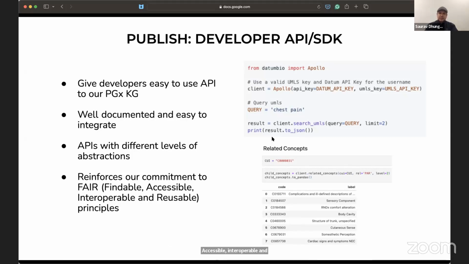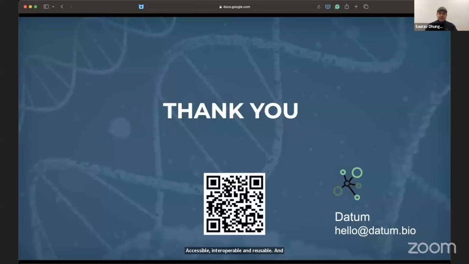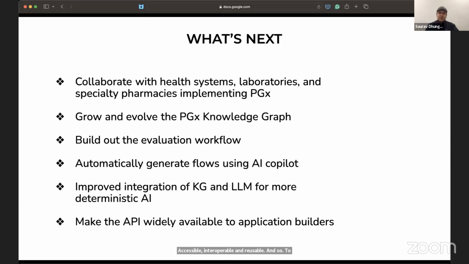And so finally, to conclude the talk, I'll briefly go through the upcoming enhancements for the platform that we've envisioned next. First, we'll continue to refine our use case and are looking to partner with more healthcare systems, labs, and specialty pharmacies who are interested in pharmacogenomics. And we're also looking for other similar use cases in healthcare to develop similar applications.